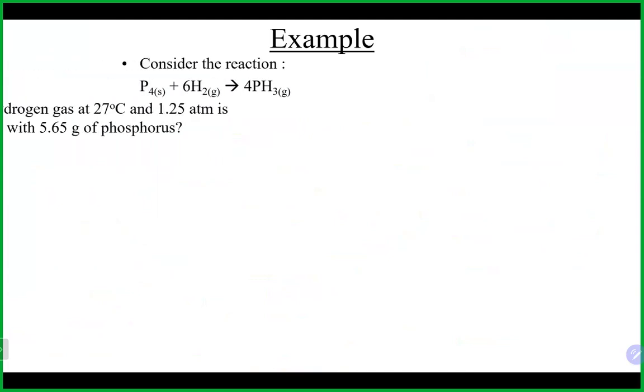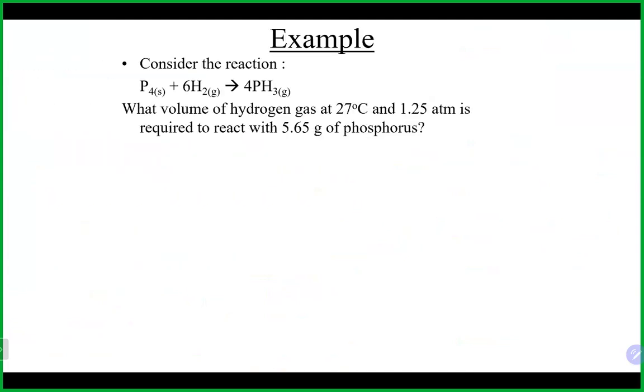All right, so why don't you try one then, maybe? So consider this reaction here. What volume of hydrogen gas at 27 degrees Celsius?